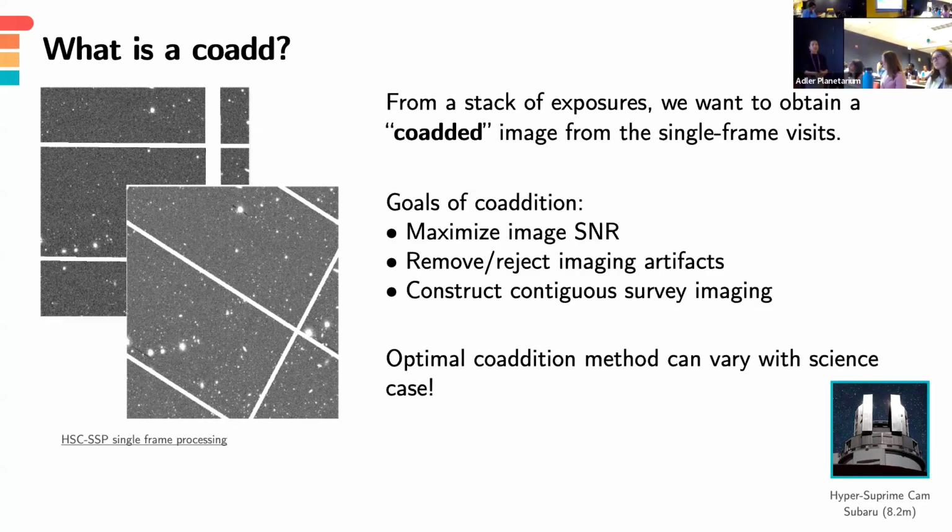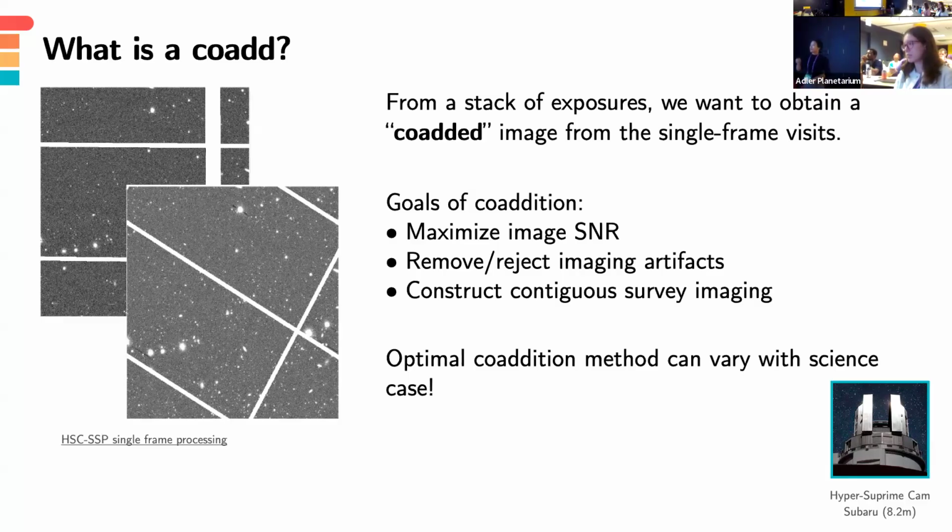Like you said, cosmic rays, we'd like to remove these kinds of things that we don't want to see in our image. Having multiple images is a great way to do that, because we can say, there's this really long linear feature in this single frame exposure, and it's not there at all in the other one, so it's probably a cosmic ray. And we want to be able to construct contiguous survey imaging, both averaging over chip gaps and building up this larger contiguous survey area.